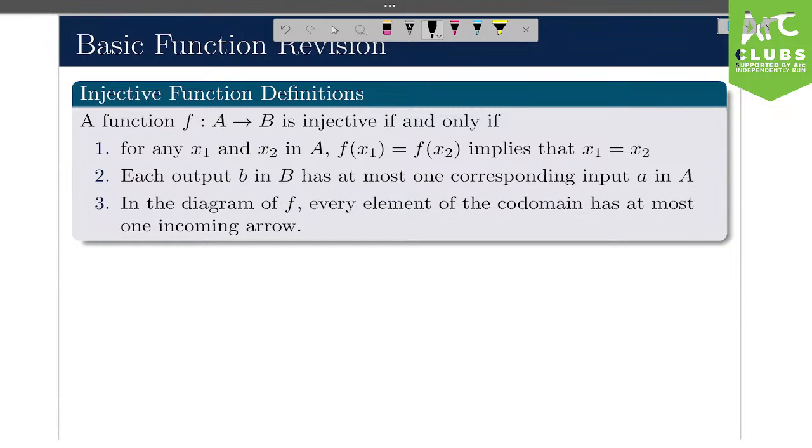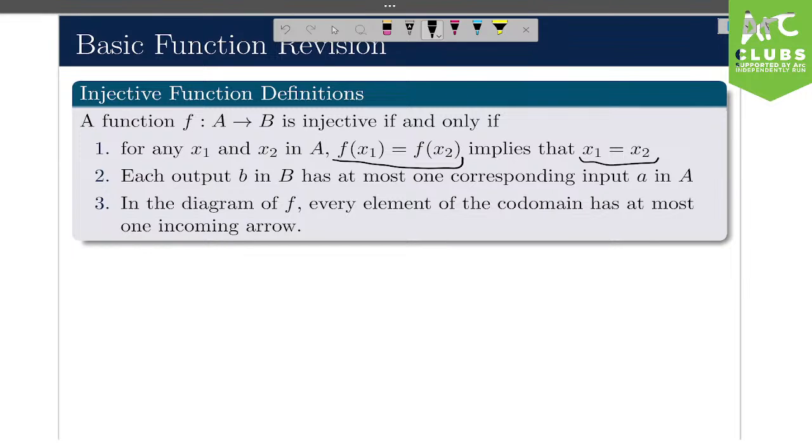All right, so that's kind of a mouthful, but what that means is that if you've got two elements and the function of those two elements is equal, so if their two outputs are equal, then the two elements that you actually put into the function must also be equal. So if the outputs are equal, then the inputs must be equal, right? That's exactly what it says.